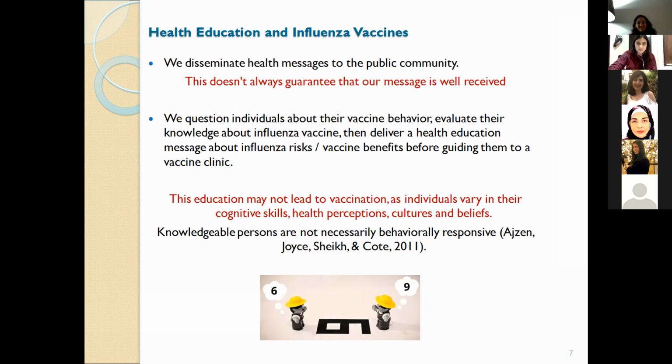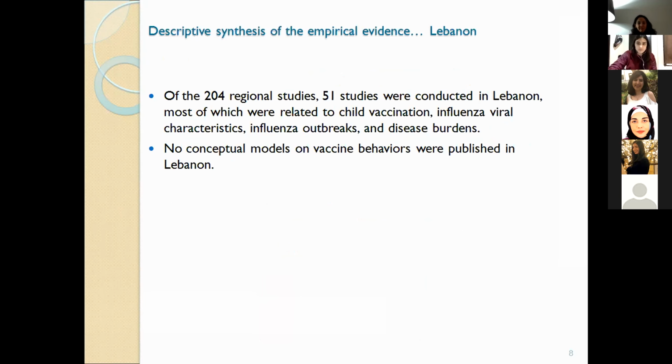So we did some further review of literature to find concepts of vaccine hesitation. And I went first to the regional literature, and literature that was done in the region. I found 204 studies in the region, 51 were done in Lebanon. Most of them were related to child vaccination, influenza viral characteristics, and only 2 to 3 or maybe 4 discussed vaccine behavior. And I did not find any conceptual model on vaccine behaviors in Lebanon or in the region.